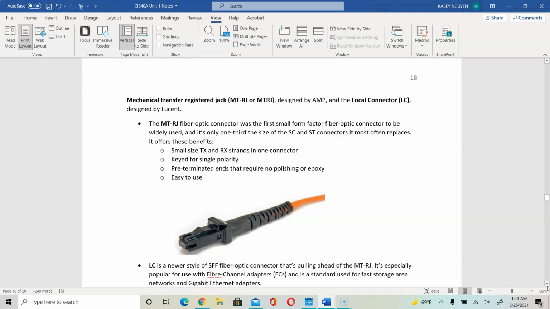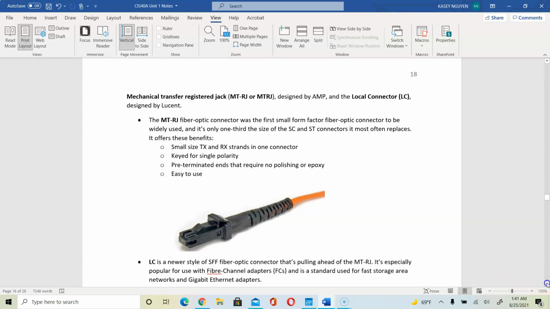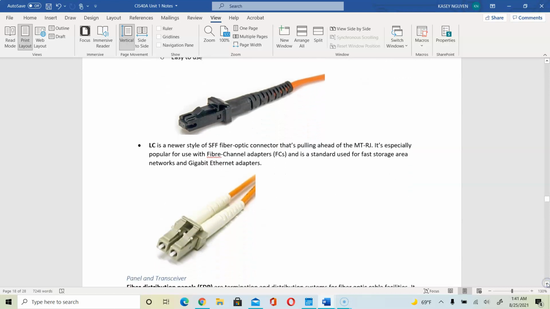The mechanical transfer registered jack, your MTRJ, is designed by AMP, and the local connector, your LC, is designed by Lucent. So the MTRJ connector is used for smaller form cable. And here it gives you a little bit of information about benefits and also its characteristics. The LC, which is a newer type, would then commonly be adapted with fiber channel adapters.